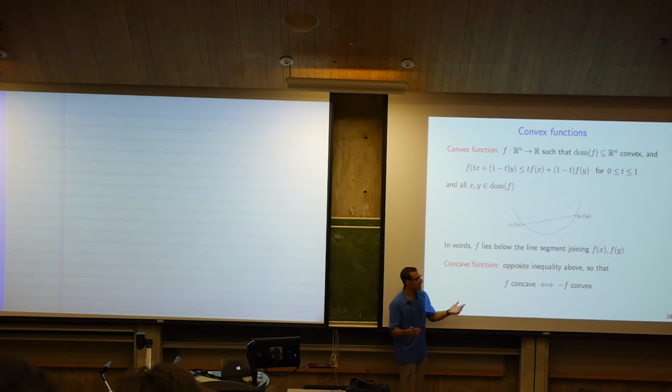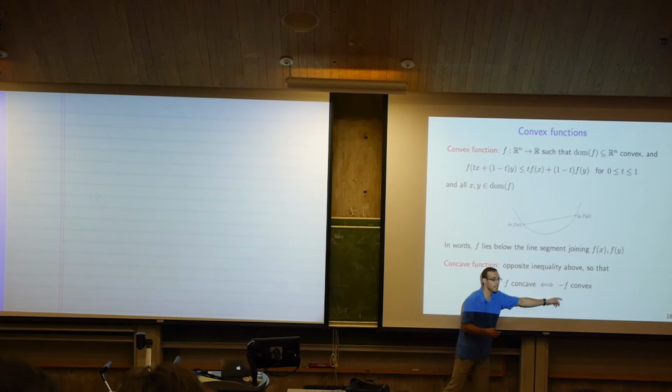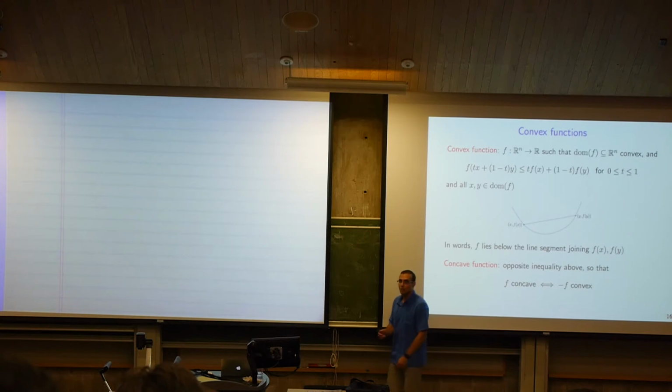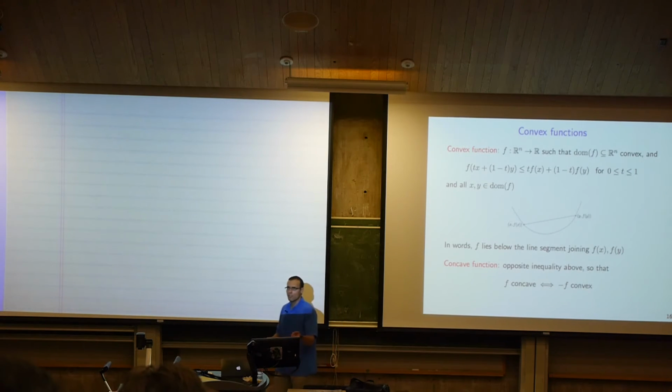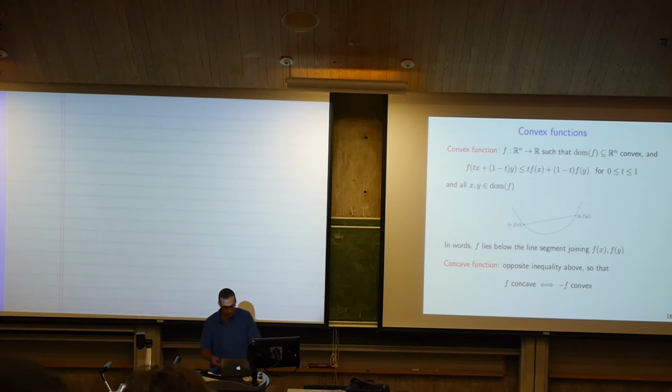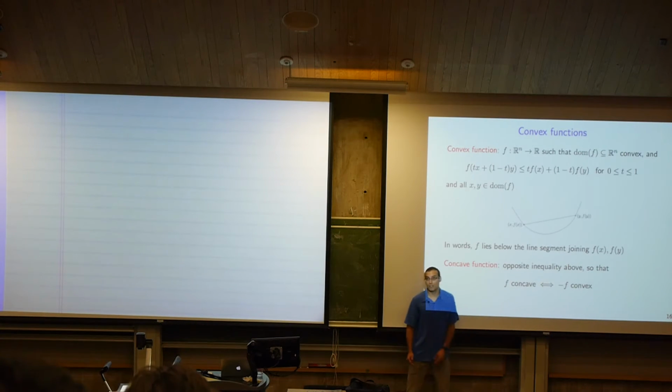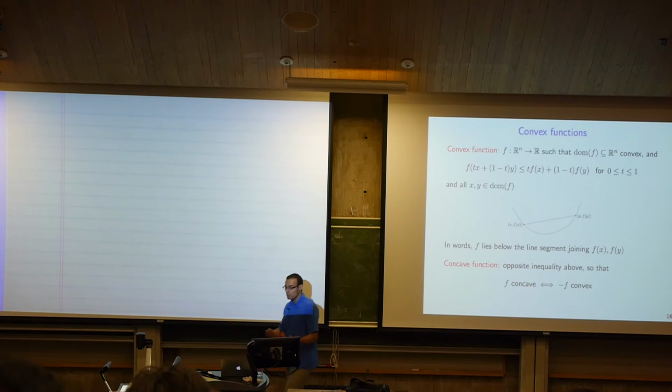Another way of thinking about it is that f is concave if and only if minus f is convex. So think about the negative of the function being convex. That's how we can think of a concave function. So with this relationship in mind, essentially everything I say about convexity for functions also has an analogous definition for concave functions. Just think about minus f instead of f to get all of those details straight.